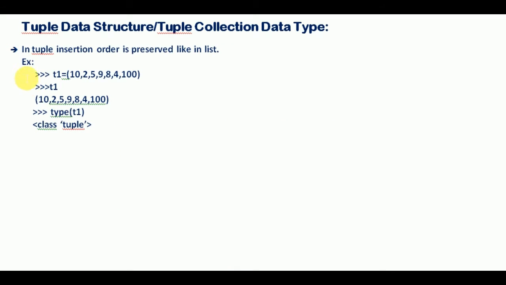Next, in a tuple insertion order is preserved. Insertion order is preserved means the sequence in which the elements are entered or stored inside the tuple cannot be changed or modified.